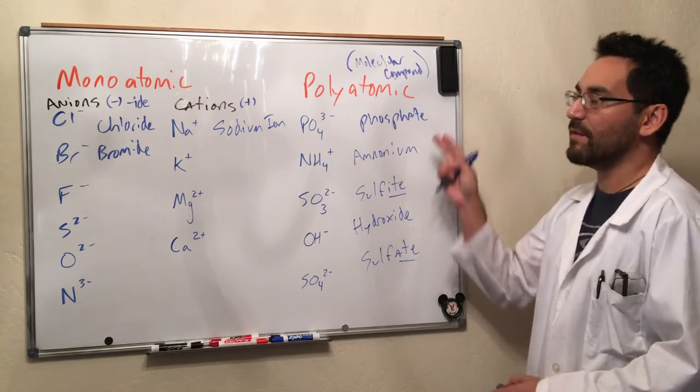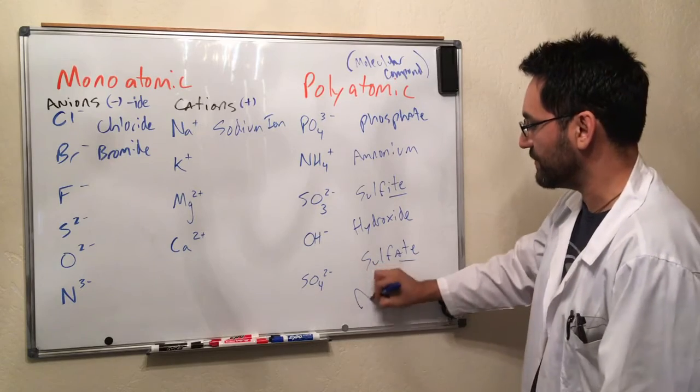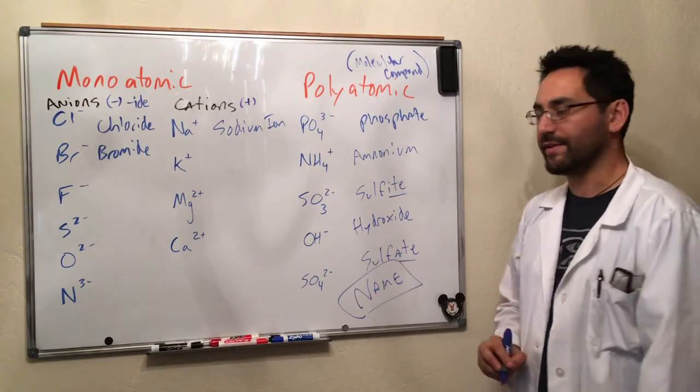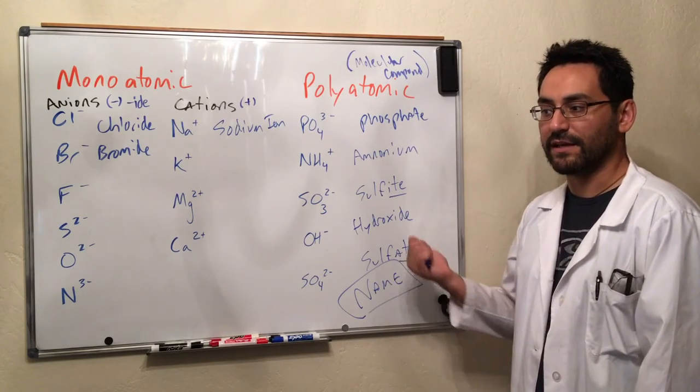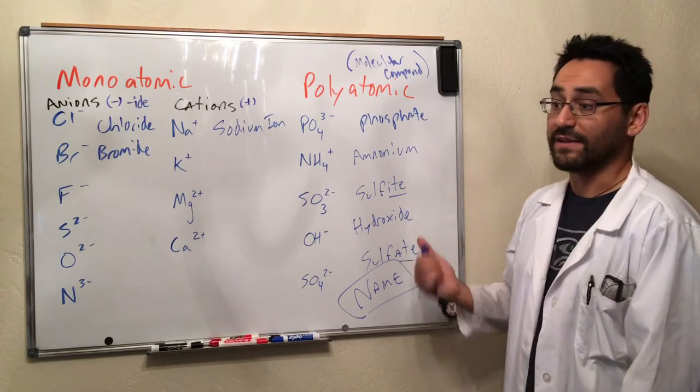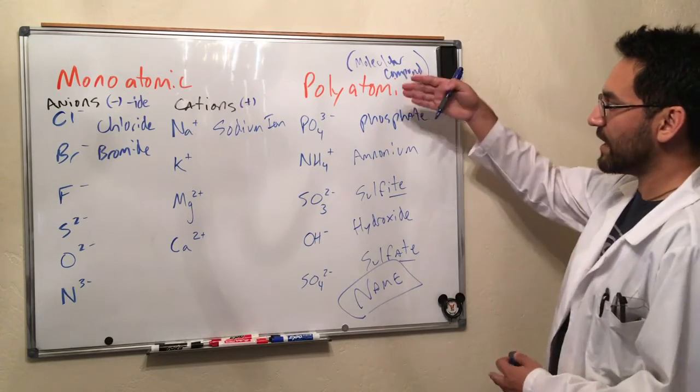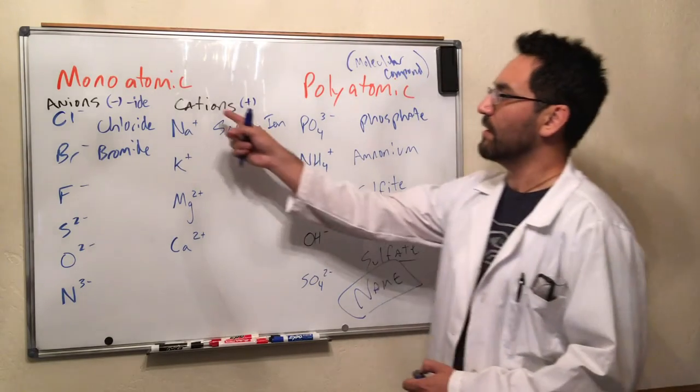So for polyatomic ions, you just need to learn their names. Learn and memorize their name. And actually, I can put a link in the description of this video to some flashcards that could be of use to you. So polyatomic ions, just learn their names.